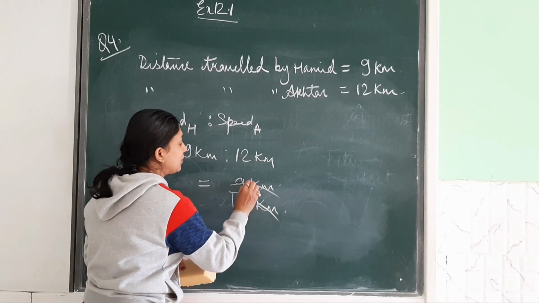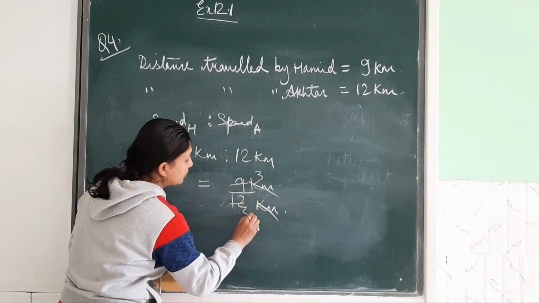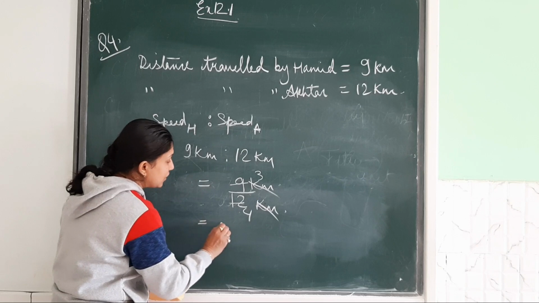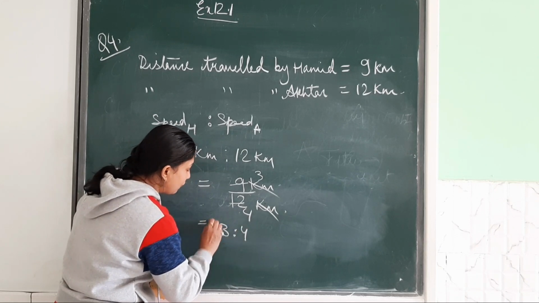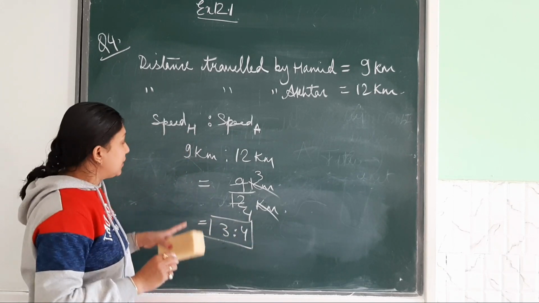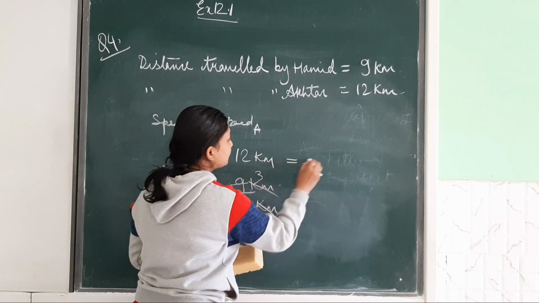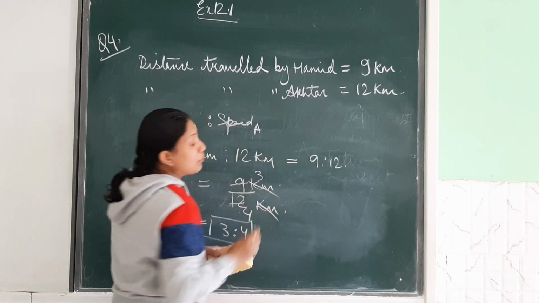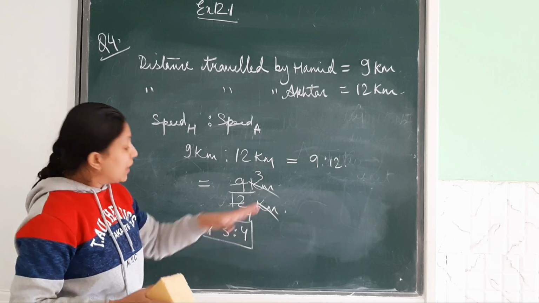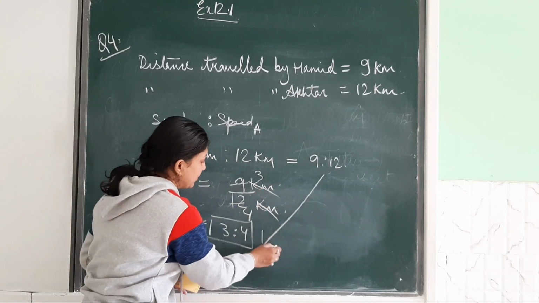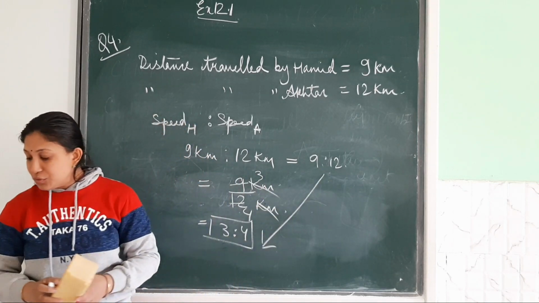Now cancel this, simplify. 3 3s are 9, 3 4s are 12. So what is the ratio? 3 is to 4. Both the answers are correct. You can write down here 9 is to 12, but if you simplify this, then after simplification it becomes 3 is to 4.